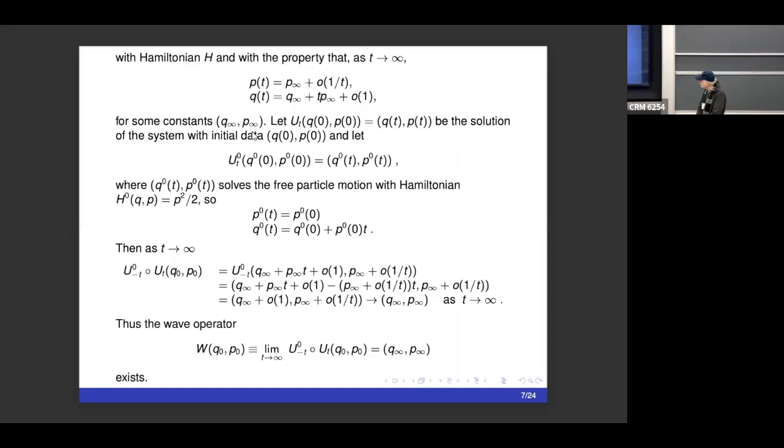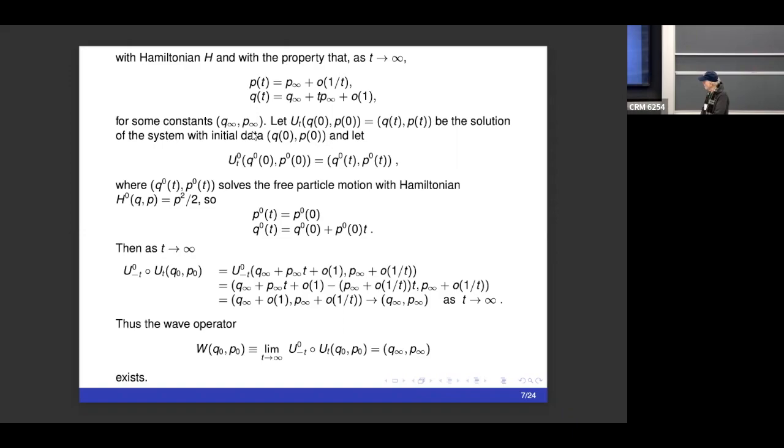p_0 of t equals p_0 of zero. q_0 of t is a constant plus p_0 t. And now what you should compute is the composition of U_t, which is a solution of the full interacting system, together with the free system. So U_t will give you what's written at the top there, p_t equals P infinity plus, and q_t is Q infinity plus t P infinity plus a little bit. So you plug that in there into the first line over here. And then you let U_0 minus t act on it. So you take that, and then the leading order t dependence drops out. And you see that as t gets large, this is just going to converge to some quantity.